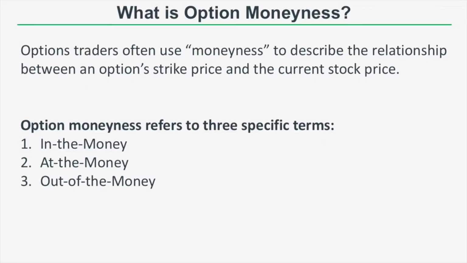So what is option moneyness? Options traders often use moneyness to describe the relationship between an option strike price and the current stock price. Option moneyness refers to three specific terms: the first being in the money, the second being at the money, and the third being out of the money. Let's go through each of these terms with some examples so you know exactly what each of these terms actually means.